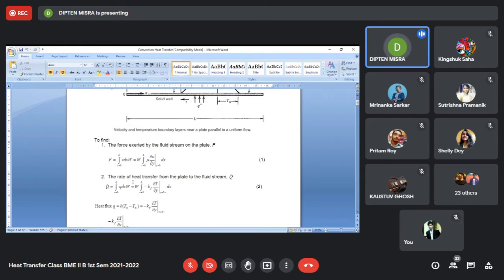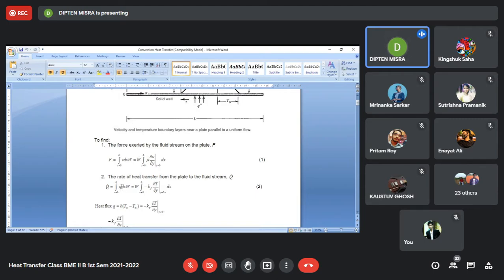Now, in the case of heat transfer, similarly, we can find the heat transfer from the plate as equal to the wall heat flux q, and we can integrate this over the area of the plate. The differential area is given by dx into w, similar to this dx into w.